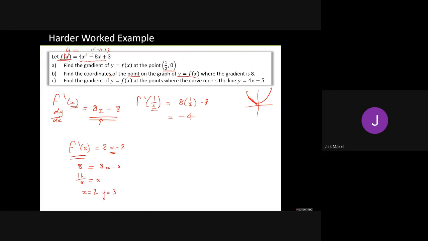Let's just double check that one there. So 2 squared is 4. Yeah, that should be good.